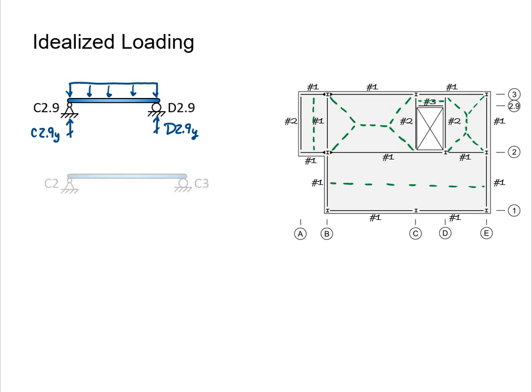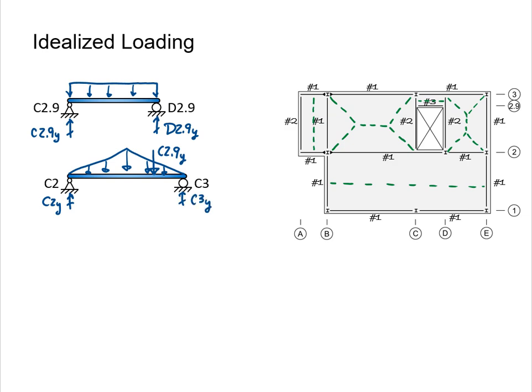So for this example, we would draw members C2, C3, and D2, D3 next, since they are labeled number 2. Member C2, C3 gets triangular loading from the panel on its left, and a point load from member C2.9, D2.9. With this idealization, we could calculate the reactions.